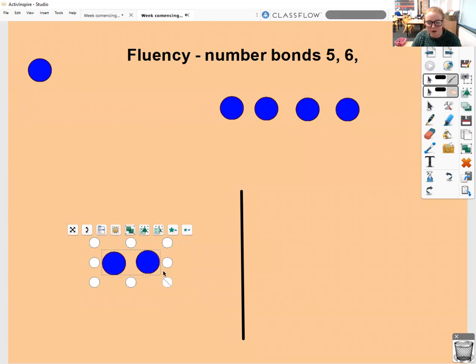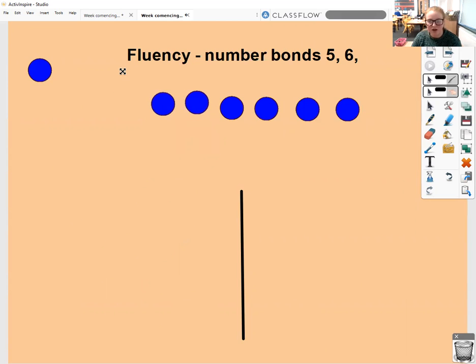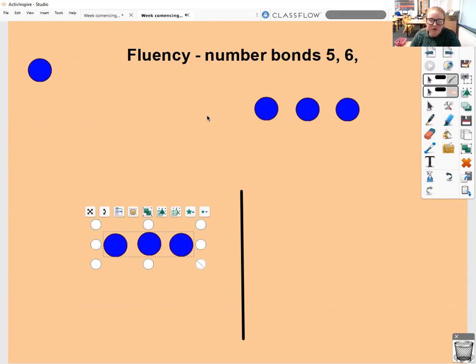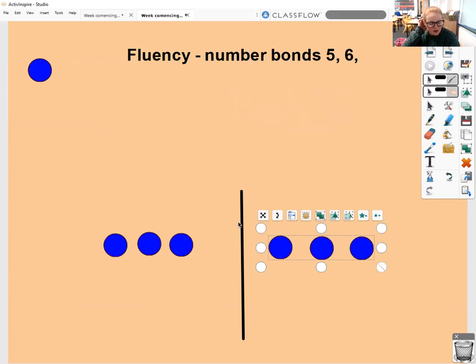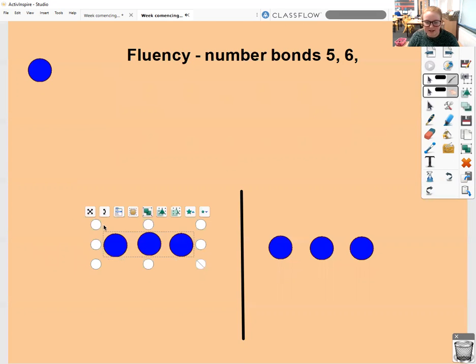What's our next number bond systematically going to start with? Our next number bond systematically is going to start with 3. 3 plus how many more? If one part is 3, the other part is 1, 2, 3. So 3 plus 3 more equals 6. Or we can say that one part is 3, one part is 3, the whole is 6.